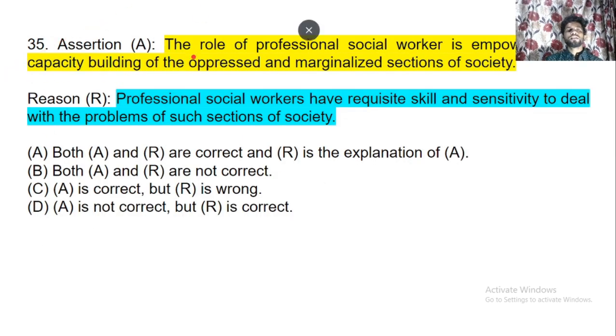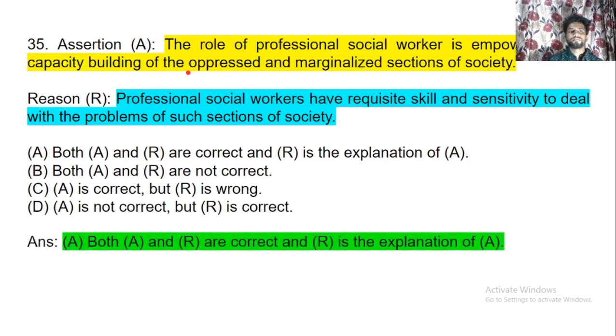Next one. The role of professional social work is empowering and capacity building for the oppressed and marginalized sections of society. Yes, this is correct. And professional social workers have the requisite skills and sensitivity to deal with the problems of such sections of society. Yes, both are correct, and this is also a repeating question. Both are correct, and R is the correct explanation of A also.